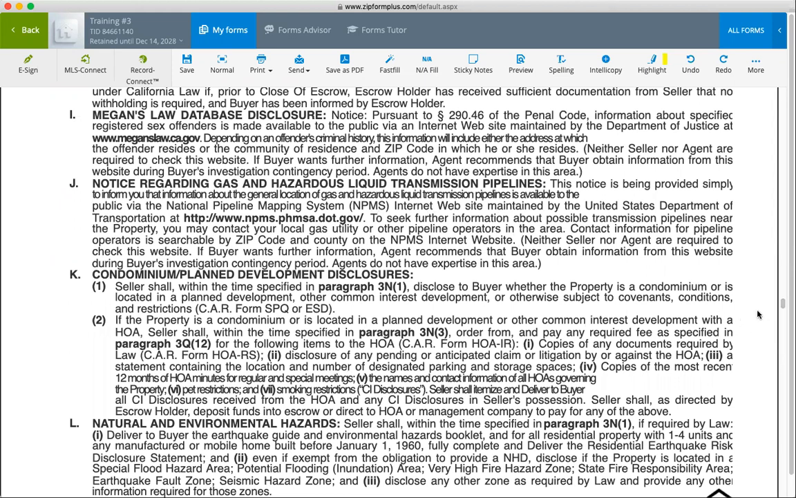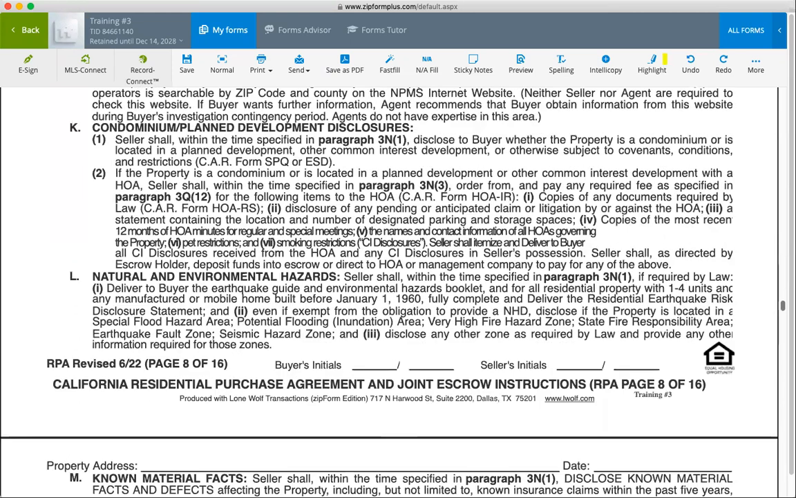Never had this gas or liquid gas transmission lines come up. I don't know what that's about.